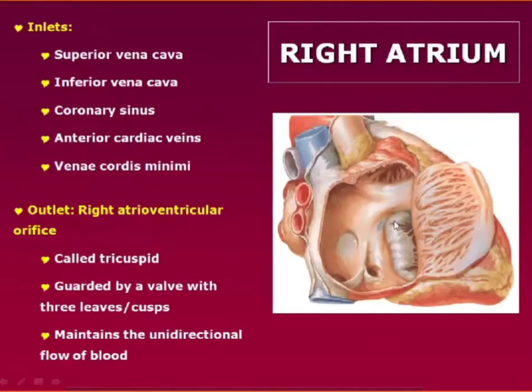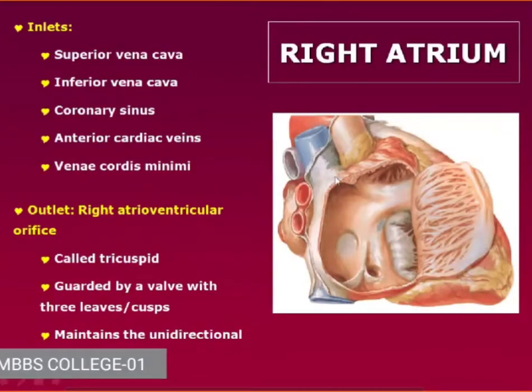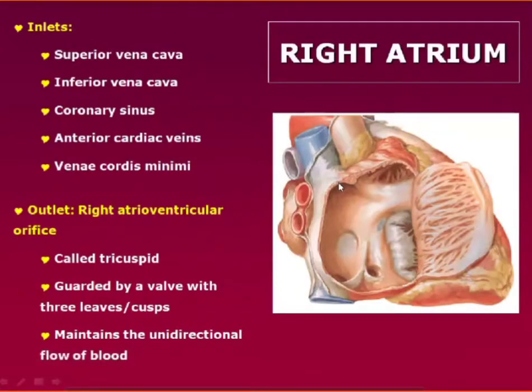And here you see the openings of the coronary sinus, the opening of the inferior venae cava, and the opening of the superior venae cava, right? So now the next point is what we have learned about the sulcus terminalis. At the upper end, we have said that the SA node is present. Now we are going to learn about the inlets of the right atrium.